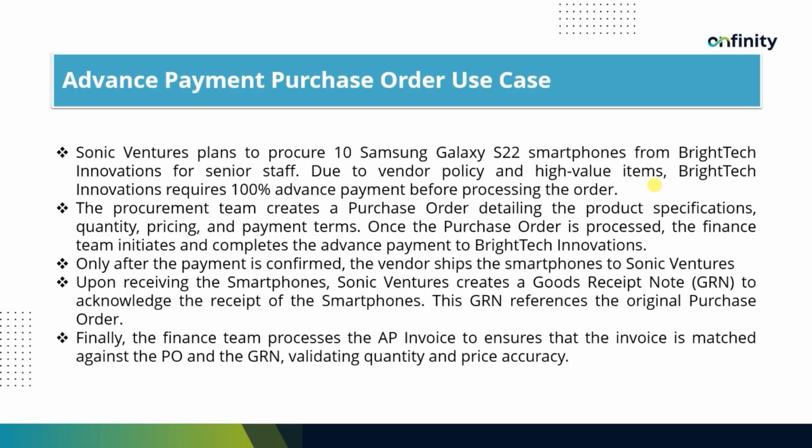Upon receiving the smartphones, Sonic Ventures creates a goods receipt note to acknowledge the receipt of the smartphones. This GRN references the original purchase order. Finally, the finance team processes the AP invoice to ensure that the invoice is matched against the PO and GRN, evaluating quantity and price accuracy.